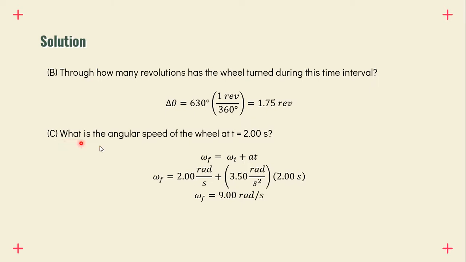Then letter C, what is the angular speed of the wheel at t is equal to 2 seconds? The angular speed of the wheel can be solved using this equation: omega f is equal to omega i plus alpha t. So omega f, the final speed, is equal to 2 radians per second plus 3.5 radians per second squared times 2 seconds, and that gives us 9 radians per second.